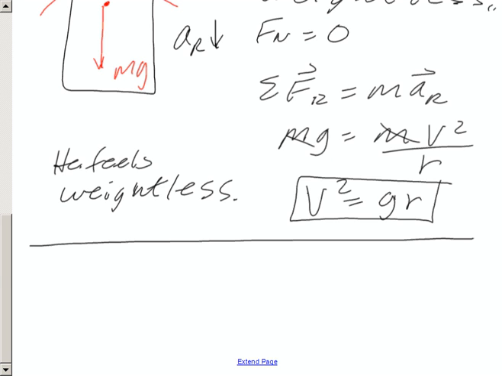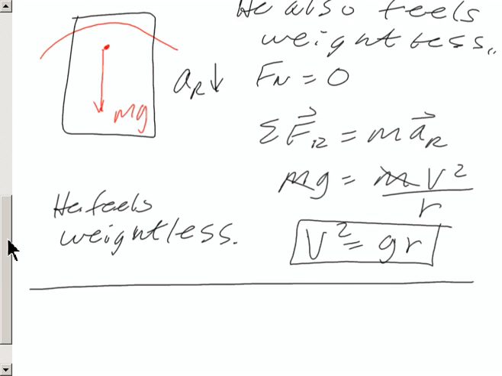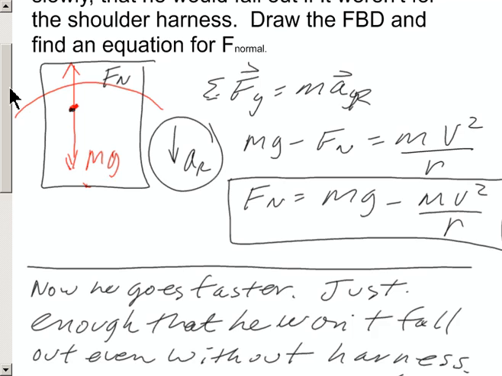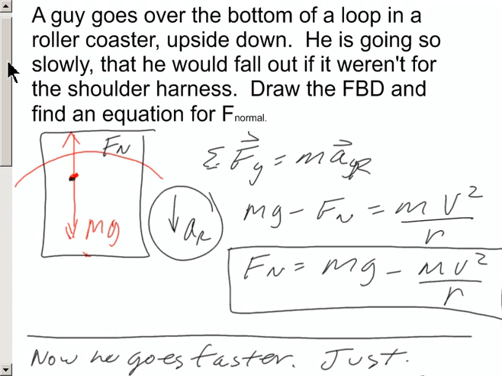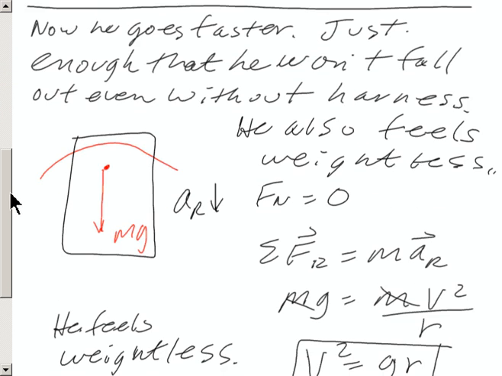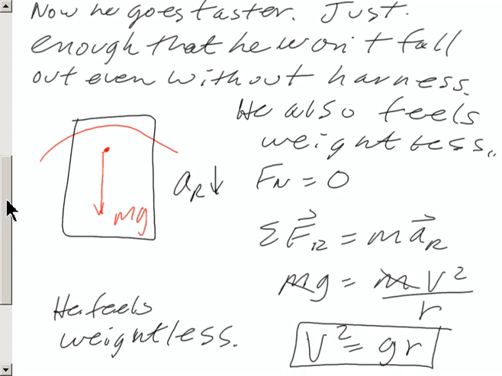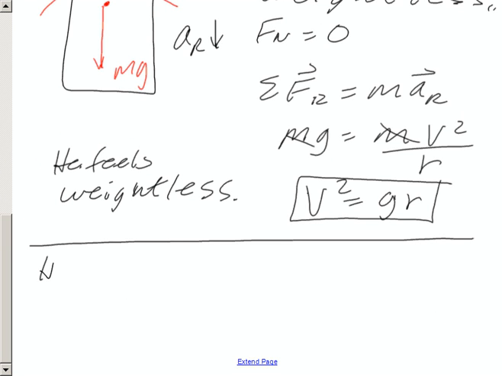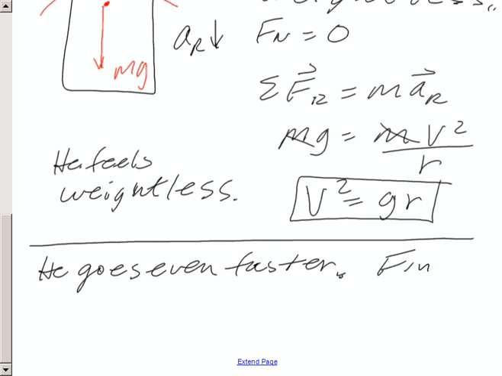Now let's do another thing. So on the first one, he was not going fast enough. He would have fallen out. Now he's going just fast enough not to fall out. And now he goes even faster. Then he needs to go to not fall out. So find F normal. Again, these are a little bit trickier, but hang in there.